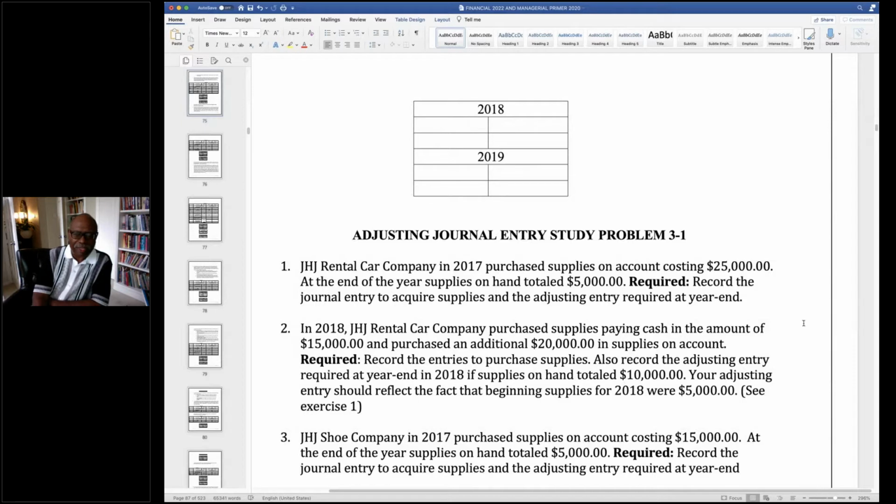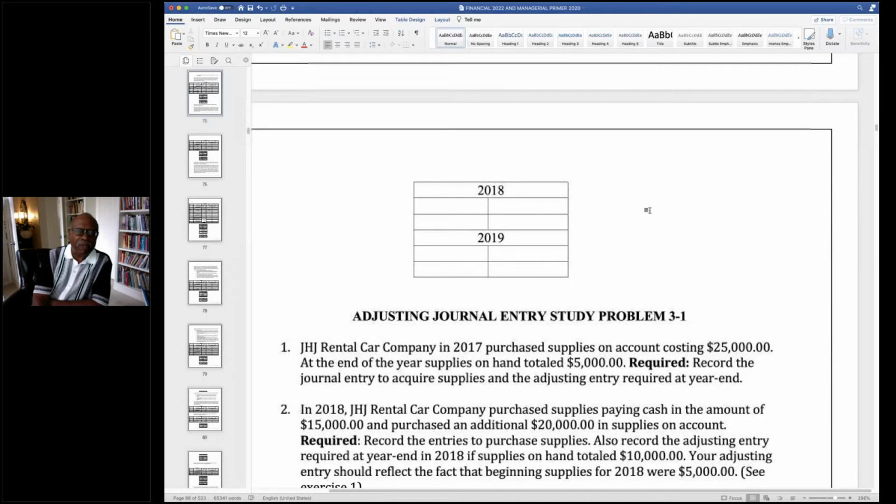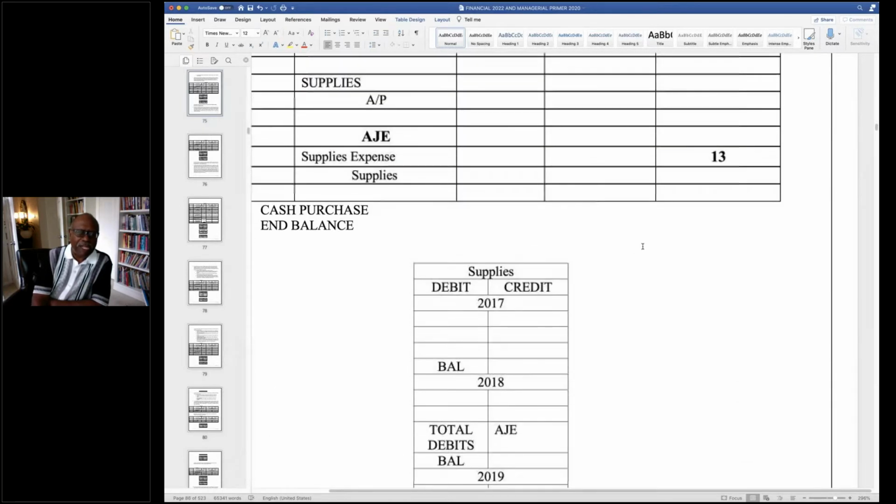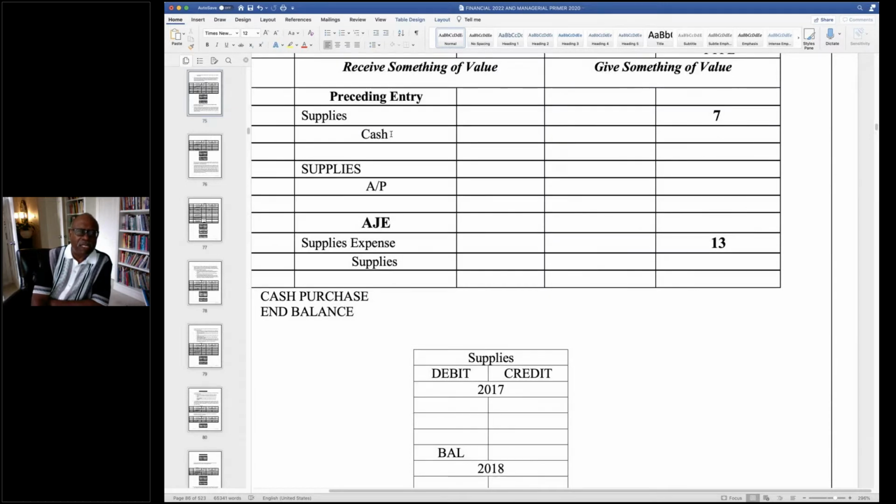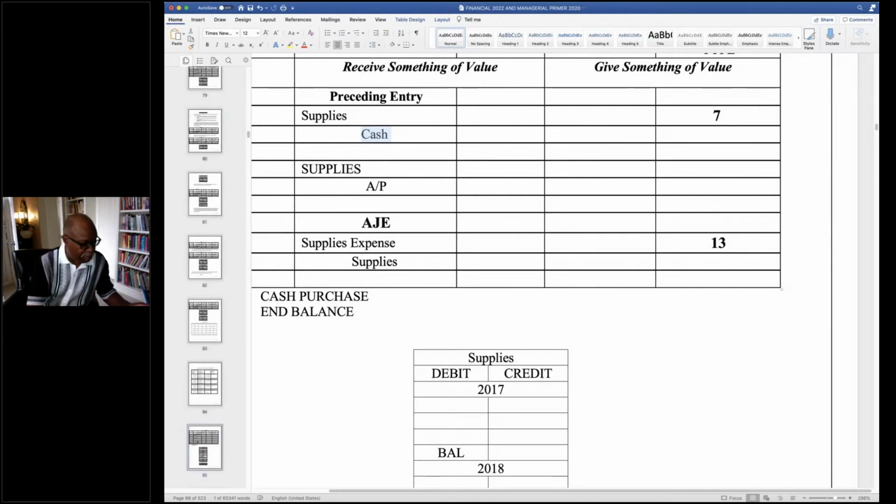In one, we said that first we were going to debit supplies at 25,000 for the preceding entry, and then we were going to credit accounts payable for the preceding entry at 25,000. Then we were going to make the adjusted... Slow down. What was it, accounts payable or cash? Accounts payable, because it's on account. I remember Kayla corrected me last time because I thought it was cash too. Okay, so that would be what type? 7. I mean, not.